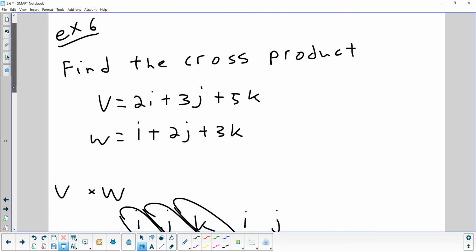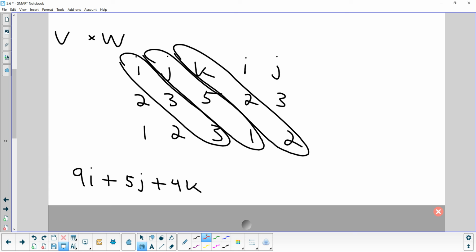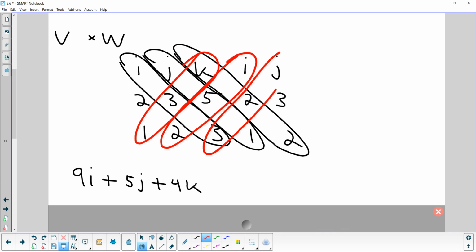All right. So let's do those in a different color. Down and to the left. That's everything that goes down and to the left. So minus them. That's the part people forget. They forget the minus.